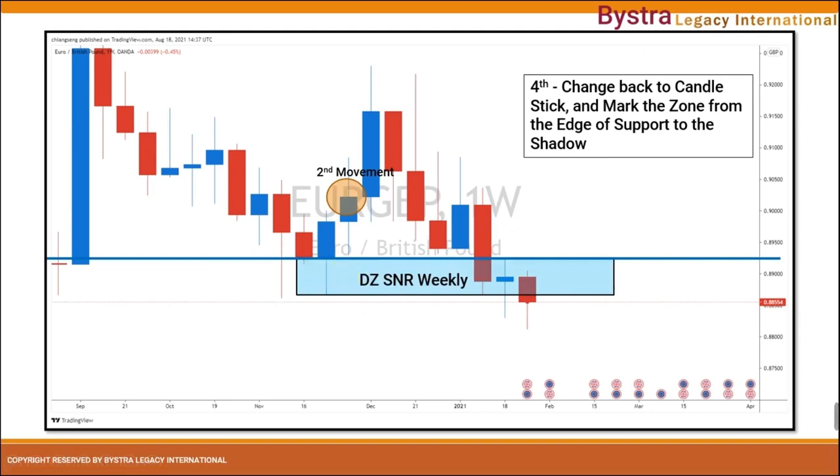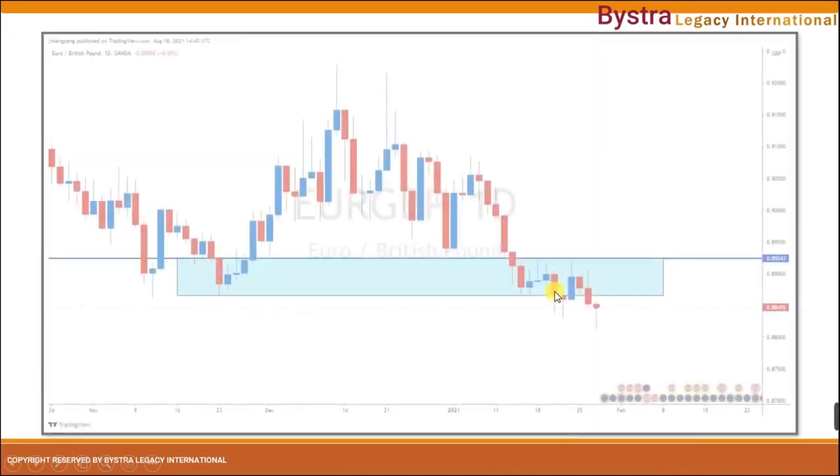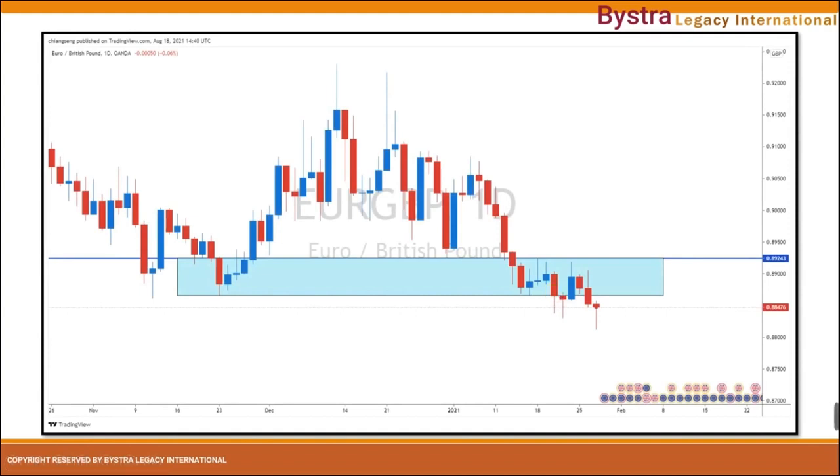Once we are done with our danger zone SNR marking, what should we do next? As we can see here, the weekly candlestick has closed below the danger zone SNR and broke the support. It broke the support with a bearish engulfing, and then the weekly candlestick closed below this danger zone SNR weekly. We now move to the daily time frame to look for confirmation of rejection, or the H4 time frame. In this case, let's look at the daily time frame. So do you see any pattern here, guys?